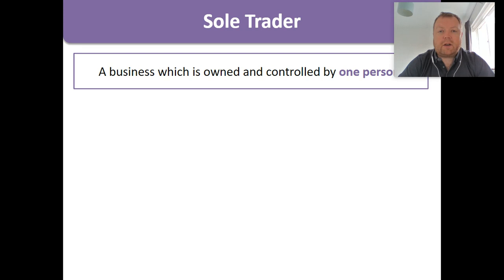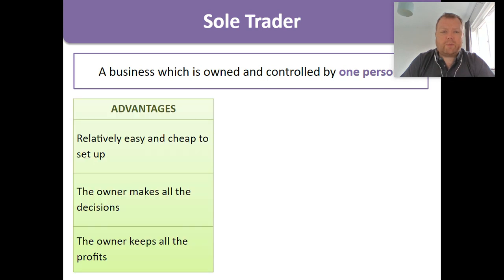So, as a wee reminder, then, a sole trader is a business who is owned and controlled by one person. Let's see how many of these advantages that you got. So, a sole trader is relatively easy and cheap to set up. In the exam, you wouldn't get a mark just for saying that it's easy to set up or it's cheap to set up. You'd have to compare it to other organisations. So we say it's relatively easy because compared to, say, a private limited company or a public limited company, they're much more difficult to set up because there's a lot more paperwork involved.